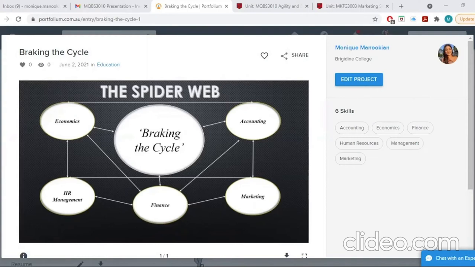Throughout our Capstone Unit, we focused on our skills learned from our marketing, human resource, economics, financial and accounting backgrounds to develop Breaking the Cycle, as well as to complete this unit as a step towards our future goals.